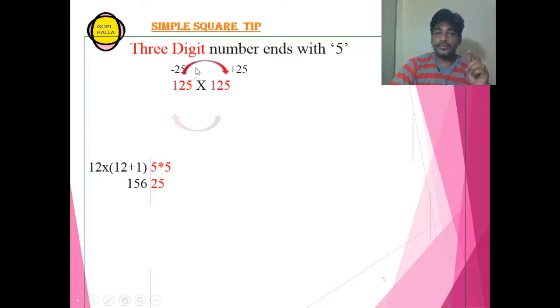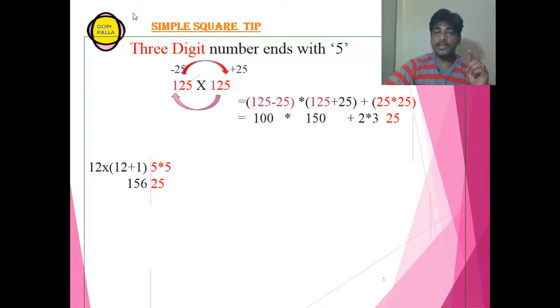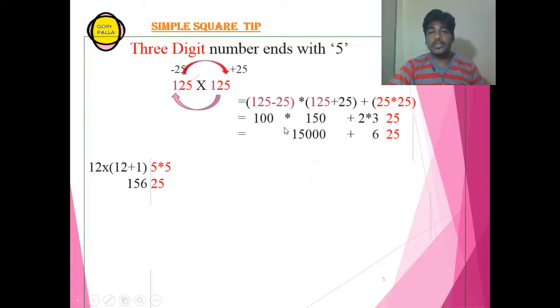So here, 125 minus 25 multiplied by 125 plus 25, and then we add these two numbers' 25 by 25. This we know how to multiply easily: the last two digits are 25, and 2 multiplied by 2 plus 1 is 3. So here we can easily multiply. 100 by 150, so 15 with 3 zeros, plus 625, so 15625 is the answer.